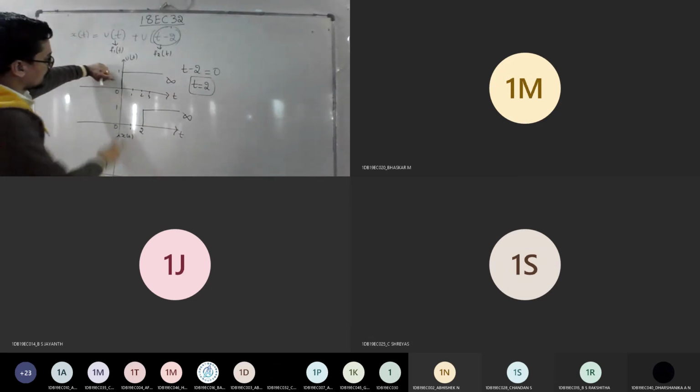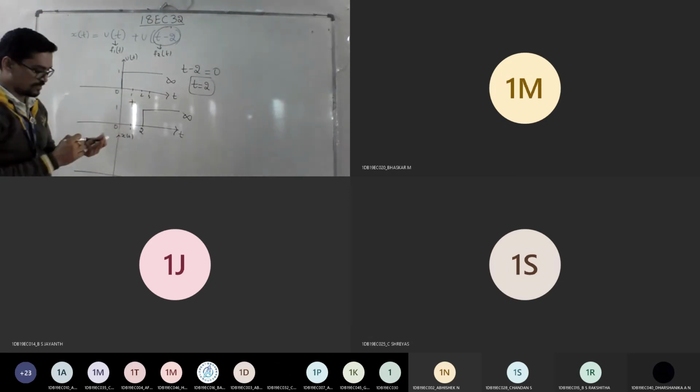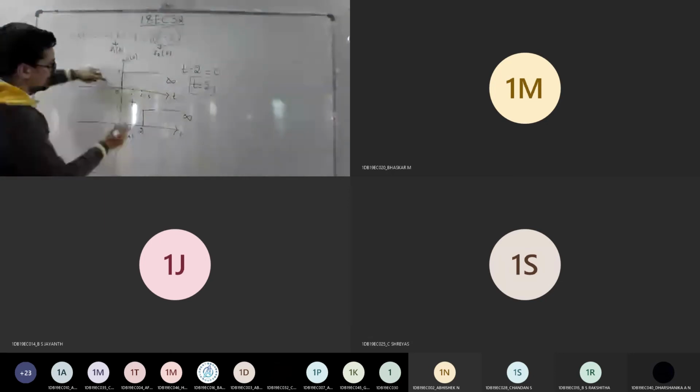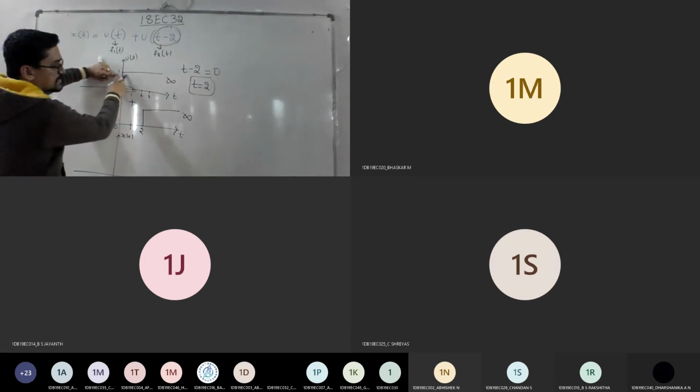Now listen here. Look at the first function. I need to add this and this. This needs to be added. Okay, let me change the color now. 0 to 1 interval, 0 to 1 interval. Is the signal there here?